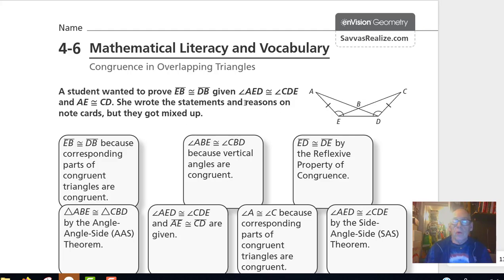So we want to prove that EB is congruent to DB. Ultimately, that's what we want to prove. So let's see what we can do to get at this.